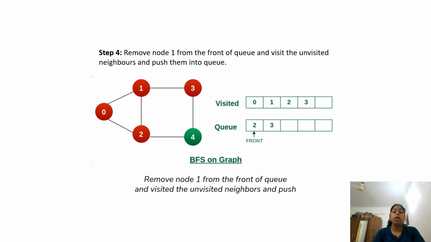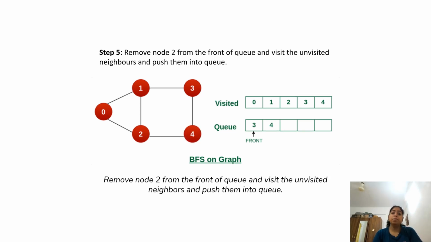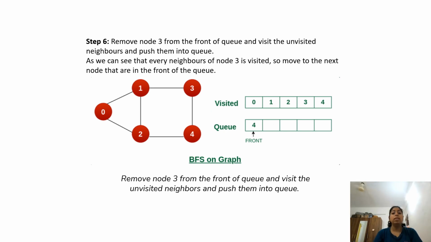Step 4. Remove node 1 from the front of the queue and visit the unvisited neighbors and push them onto the queue. Step 5. Remove node 2 from the front of the queue and visit the unvisited neighbors and push them into the queue. Step 6. Remove node 3 from the front of the queue and visit the unvisited neighbors and push them into the queue.